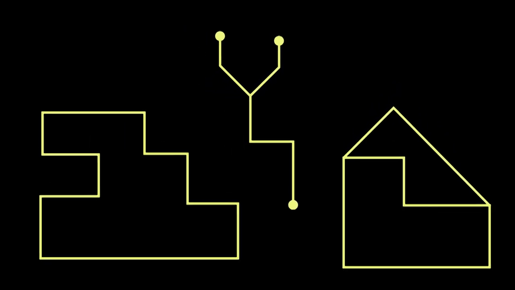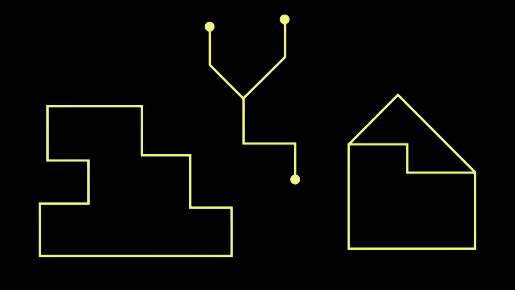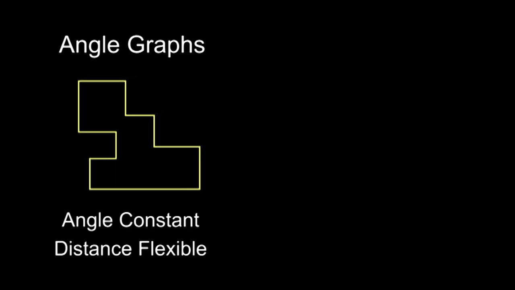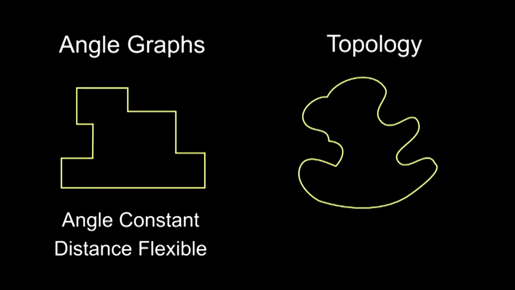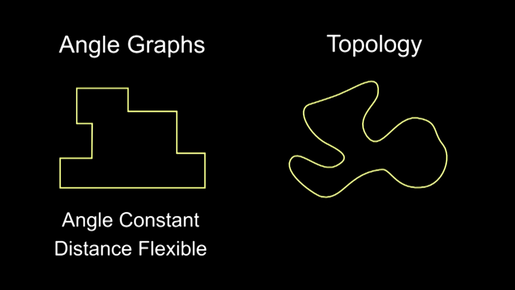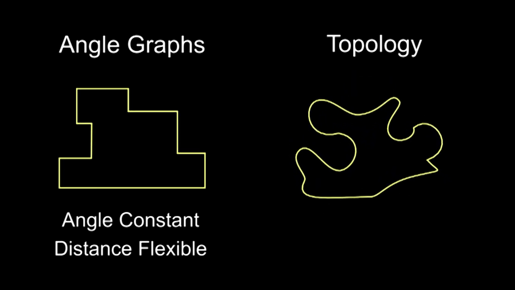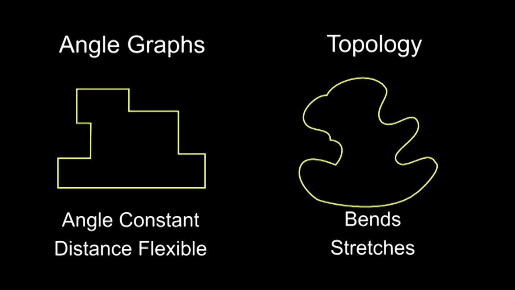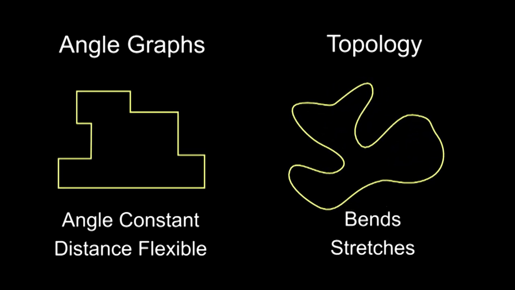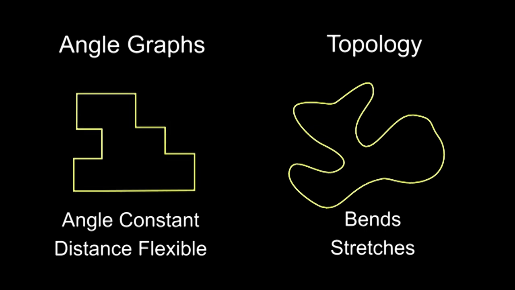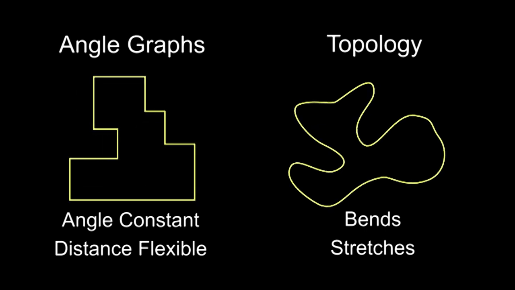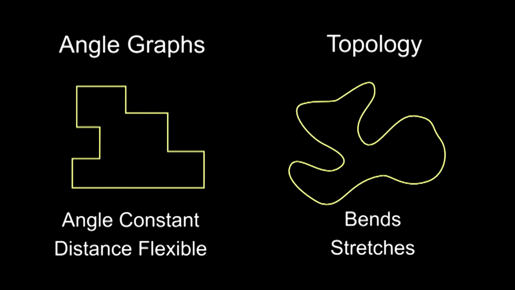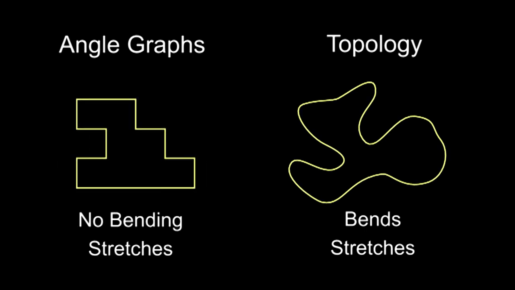For each angle graph, there are many ways to turn it into a graph drawing. When we think about angle graphs, we only care about the angles. We ignore distances. This is similar in some ways to topology. In topology, we care about how surfaces are connected together. We ignore distances and angles. We allow objects to bend and stretch. Bending and stretching does not change the topology. Now we're doing something similar here for angle graphs. With angle graphs, we care about angles, but we ignore distances. So the graph can stretch, but it cannot bend.